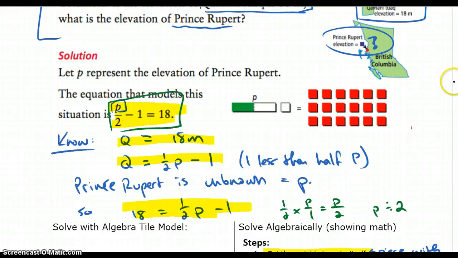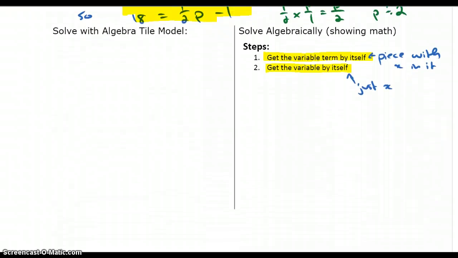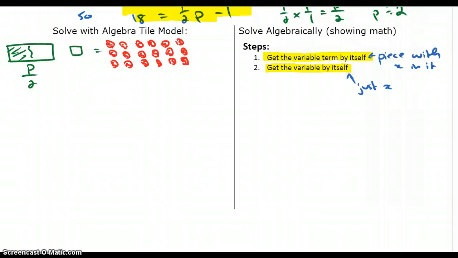Then they also built the model, and we're going to solve both of these. So on the left down here on the bottom, I'm going to redraw this model, and then we're going to solve it. So go ahead and redraw that model. Alright, here's what they drew up top. We have this piece here, this half of P, and you see they broke it in half and shaded in one side. We have a minus 1 tile, and then we have 18 red filled in plus 1 tiles. So half of P minus 1 equals 18 is what we're looking at in the model.